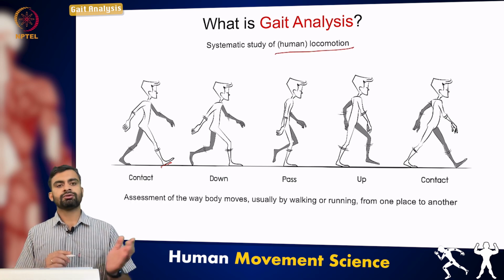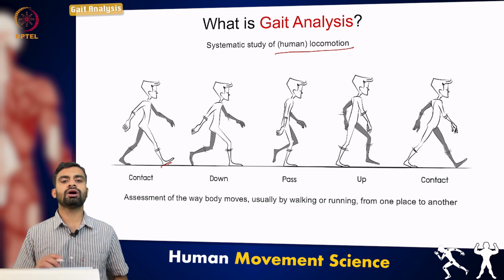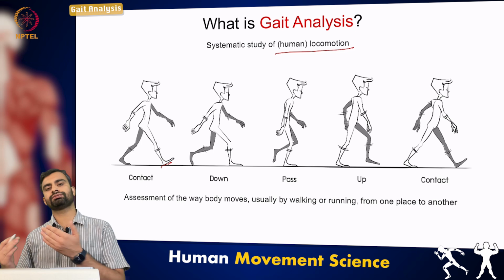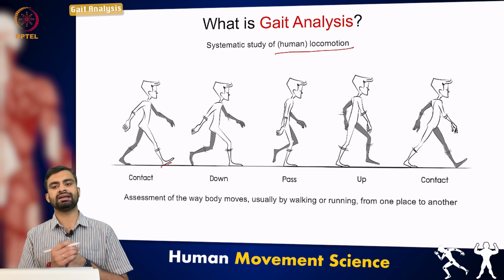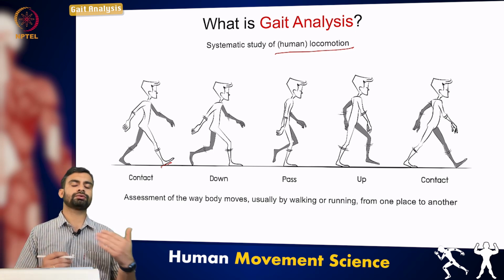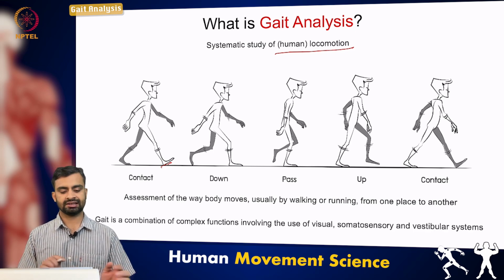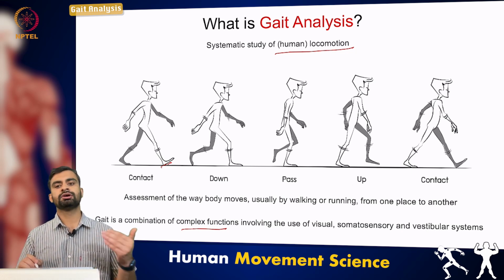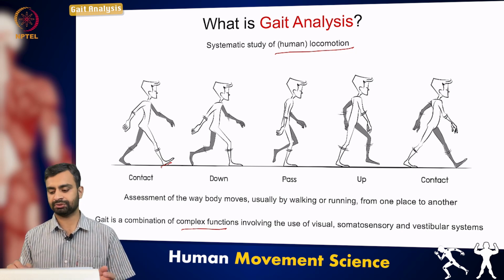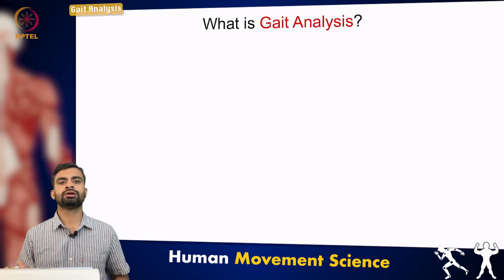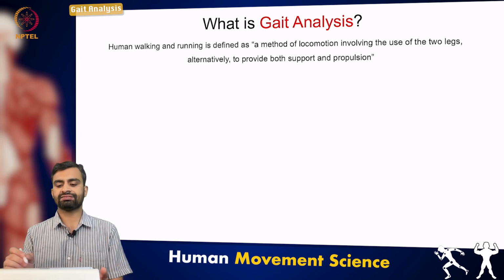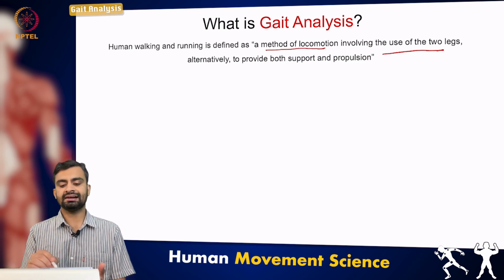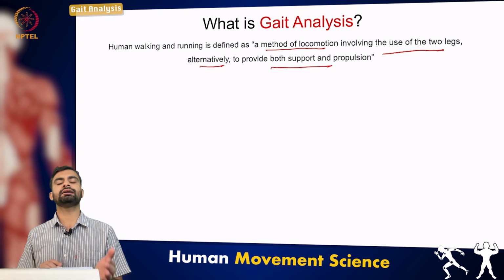In this, we look at the way our body moves. Particularly, we are more interested in basic modes of transportation such as walking or running, which help us to move from one place to another place. Gait is a very complex function which involves the use of visual, somatosensory and vestibular systems. Human walking and running is defined as a method of locomotion involving the use of two legs alternately to provide both support and propulsion.